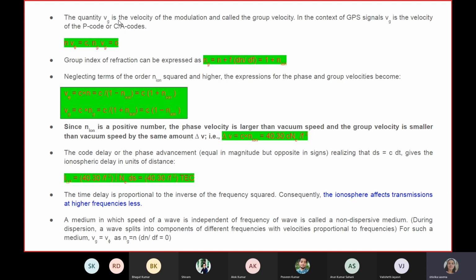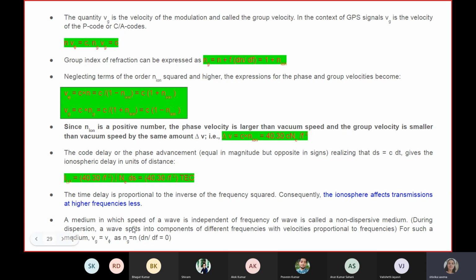Up till now we were talking about it in terms of velocity and refractive index. Now we are talking about it in terms of distance. So the time delay is proportional to the inverse of the frequency squared. You can see here in this relation, 1 upon f square. So this is why the ionosphere affects transmissions at higher frequencies less. So less effect is happening due to the ionosphere at transmissions of higher frequencies.